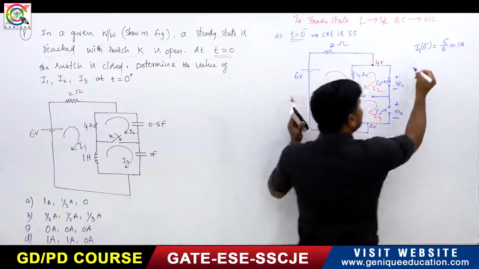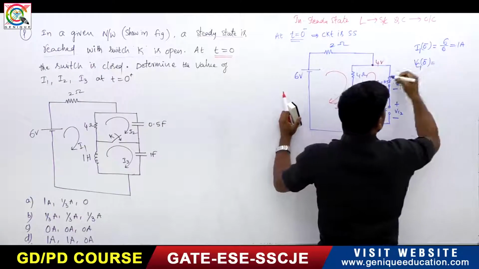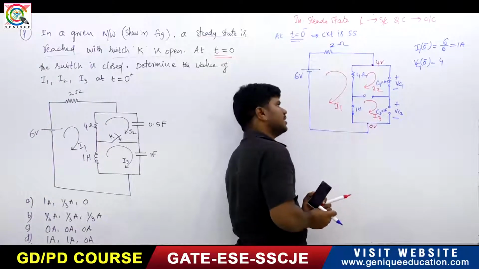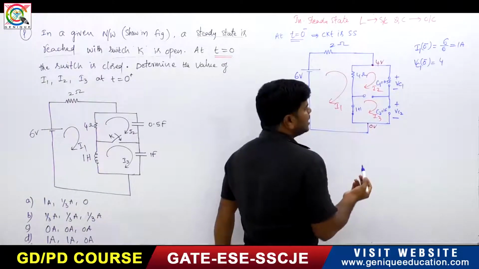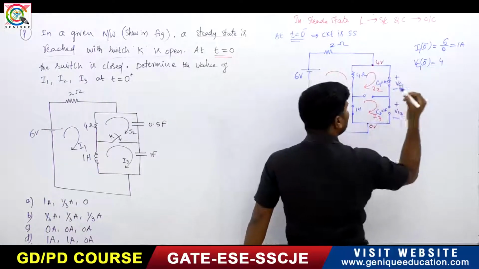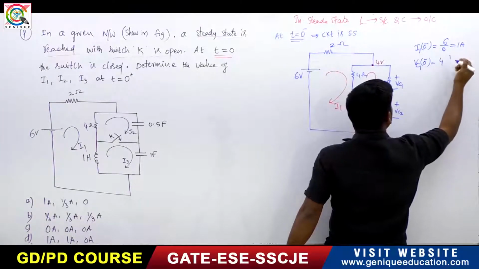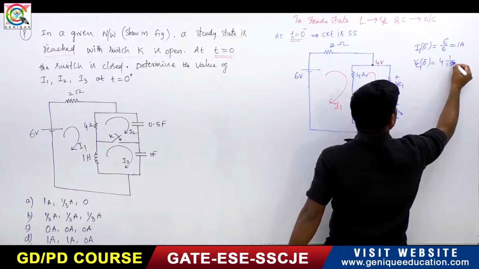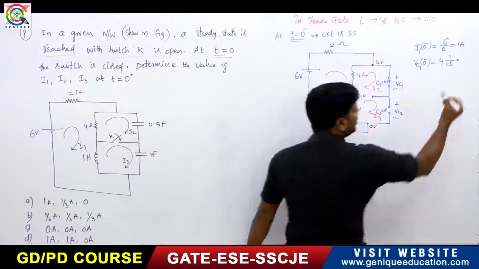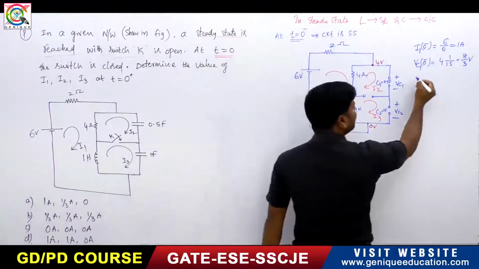So now VC1 of 0 minus is equal to, how much will it be? Write the voltage division principle for the capacitors. The voltage division principle for capacitors is 4 into the opposite capacitance divided by the total capacitance. So it will be 1 farad divided by 1.5, which is 1 divided by 3 by 2, that is 2 by 3. This will be 8 by 3 volts. This is VC1 of 0 minus.